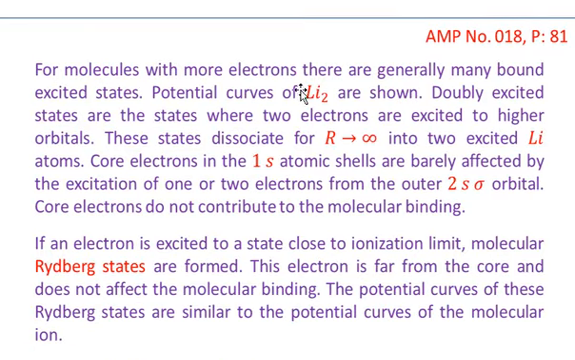For molecules with more electrons, there are generally many bound excited states. So if there are more electrons in a molecule, then generally there would be many bound excited states.